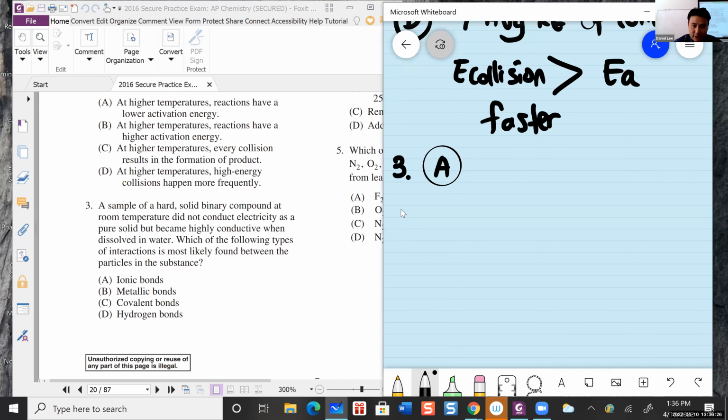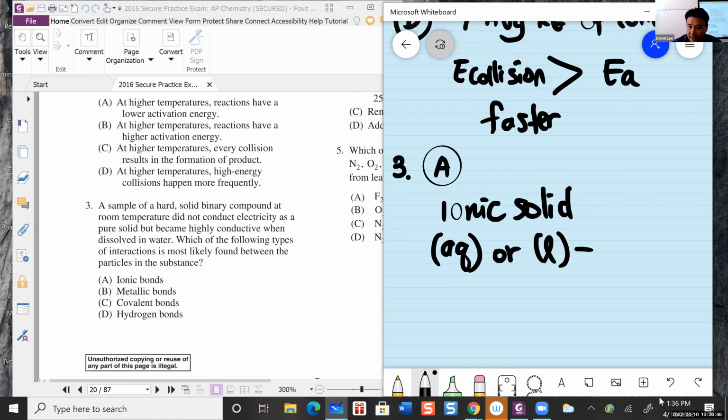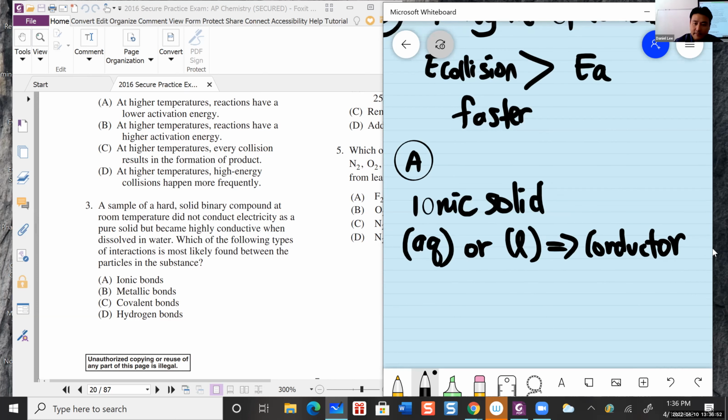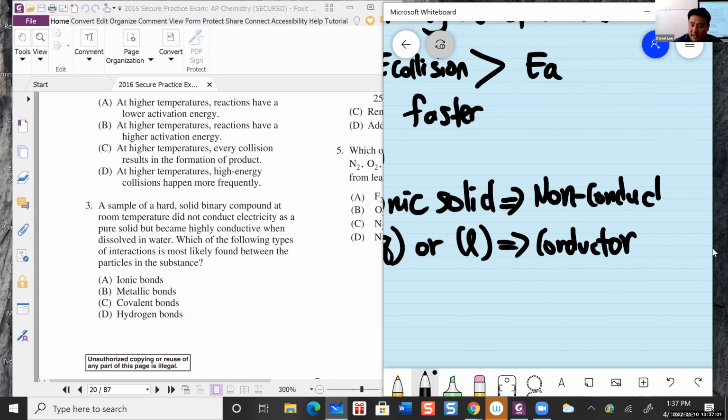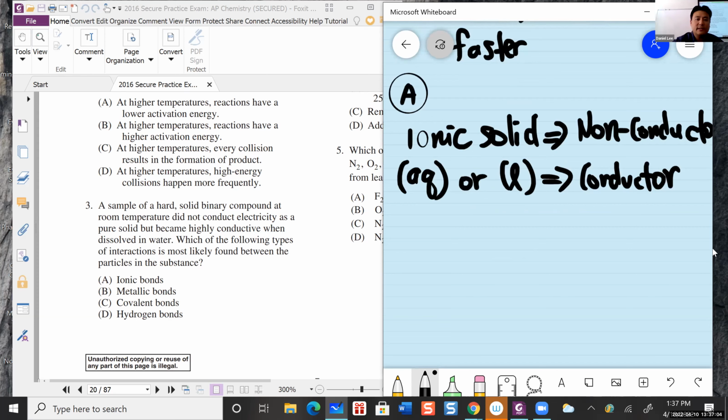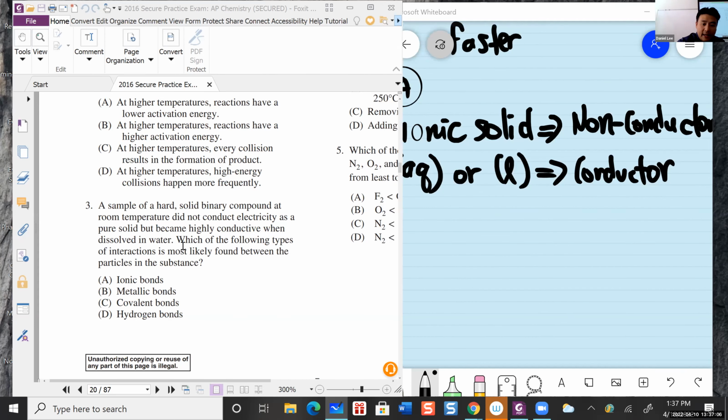Okay, hello, come in. So ionic solids, we are on number three, going over multiple choice. Again, an ionic solid is a non-conductor, but in aqueous or liquid form it is a conductor, because you free up all the ions. And the only non-metal conductor is graphite. So please memorize that. Graphite is carbon. Ionic solid is a non-conductor. The only non-metal conductor is graphite, which we need to know. All right, number three done, and let's go to number four.